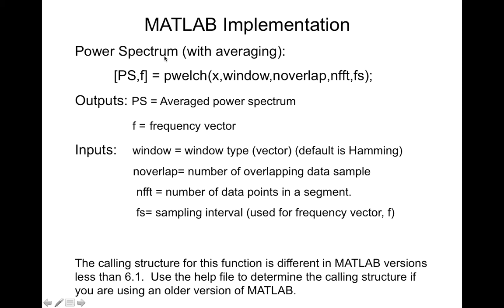The power spectrum with averaging can be found using the pwelch algorithm, and the output will be the average power spectrum and a frequency vector. We can choose to window the data; the default is Hamming. We can set the number of overlapping data samples, the number of data points in a segment, and the sampling interval.